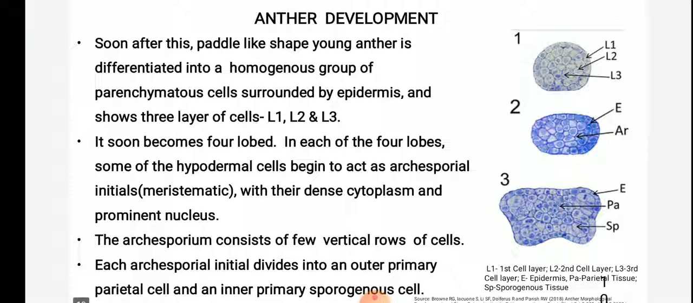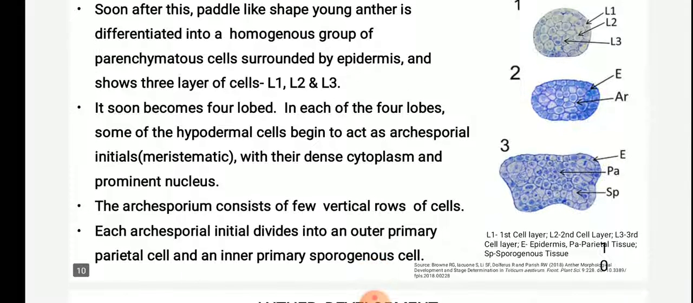Soon after this, the paddle-like young anther is differentiated into a homogeneous group of parenchymatous cells surrounded by epidermis and shows 3 layers of cells, L1, L2, L3. So when the young anther is formed, it will be having a homogeneous mass of cells with 3 layers of meristematic cells, L1, L2, L3.